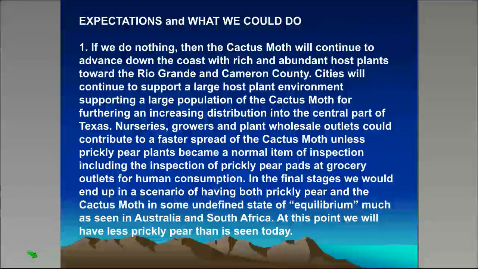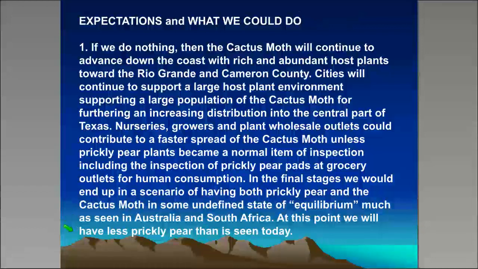Nurseries, growers, and plant wholesale outlets could contribute to a faster spread of the cactus moth unless prickly pear plants became a normal item of inspection, including the inspection of prickly pear pads at grocery store outlets for human consumption. In the final stages, we would end up in a scenario of having both the prickly pear still alive in Texas and the cactus moth still alive in Texas in some unknown, undefined state of equilibrium, much as we've seen in Australia and South Africa.